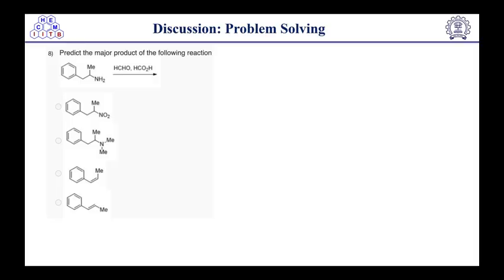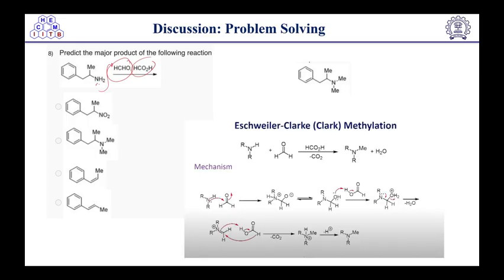Okay, next question. Predict the major product of the following reaction. Again we have formaldehyde and acid. We have discussed this question also. What you have to do? You have to make the attack of this nitrogen on the aldehyde always. Right? This is the Eschweiler-Clarke methylation reaction.